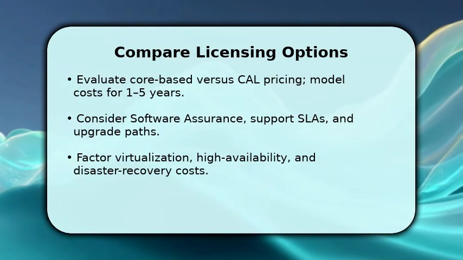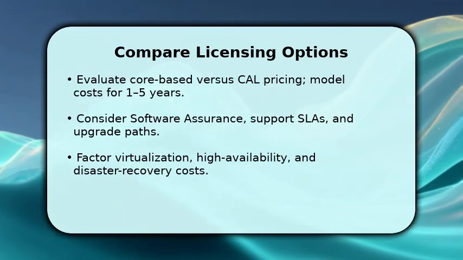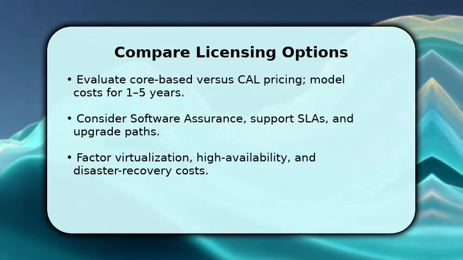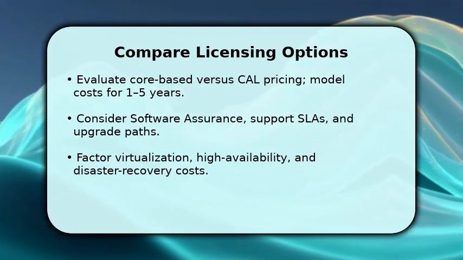Now you calculate total cost. Compare core-based licensing against Server plus CALs and model 5-year costs including support. Once done, add Software Assurance if you need upgrades and failover rights because it reduces long-term risk.